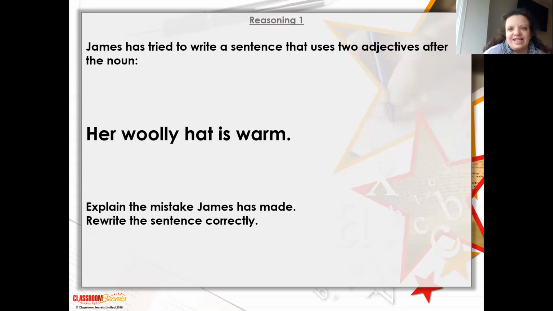James has tried to write a sentence that uses 2 adjectives after the noun. Her woolly hat is warm. What mistake has James made? And can you rewrite the sentence? Because look, he wants to have 2 adjectives after the noun. He's got one before and one after. So how could you rewrite that sentence to make it have both adjectives after? Pause and have a go now.